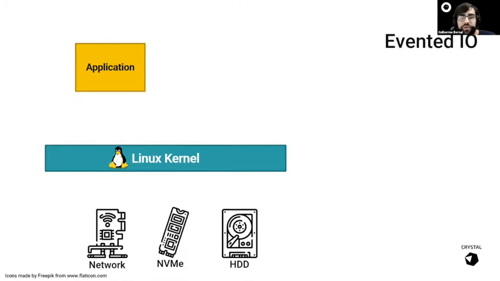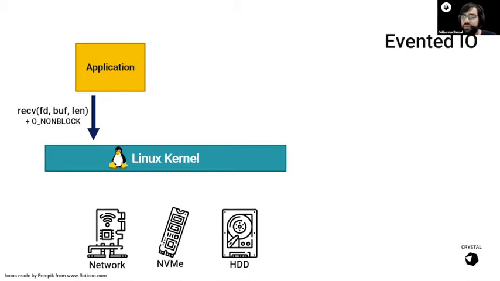Then we have evented I/O. This is what Crystal uses, and many other modern languages do evented I/O too. So how does it work? Let's say we want to receive some data from the network. We have the receive system call to receive data from a socket. And now we are using the non-block option. Sockets by default are blocking, but you can enable or disable it freely.